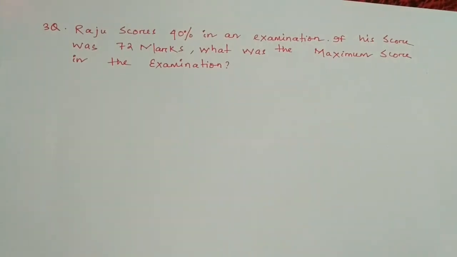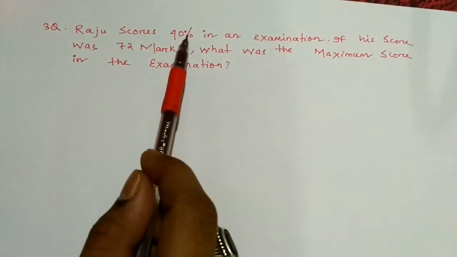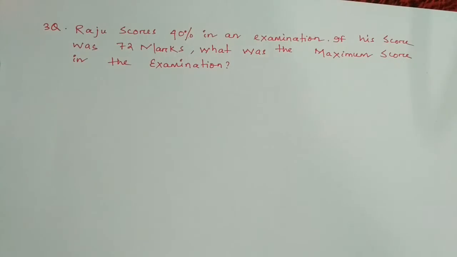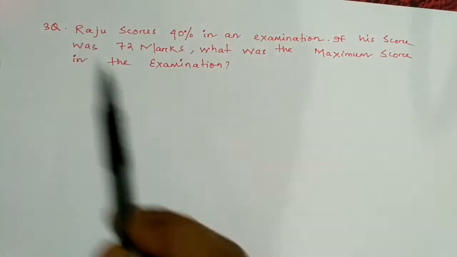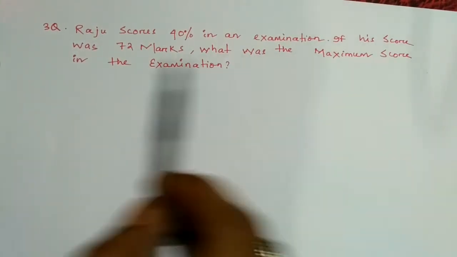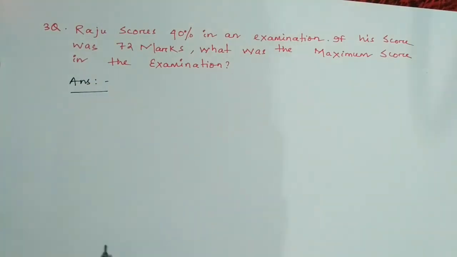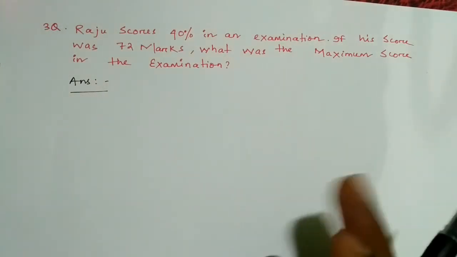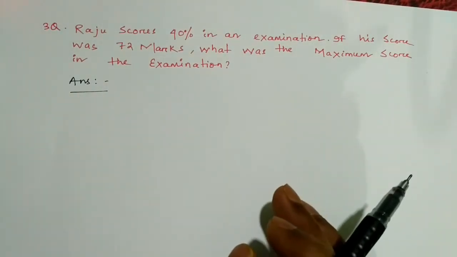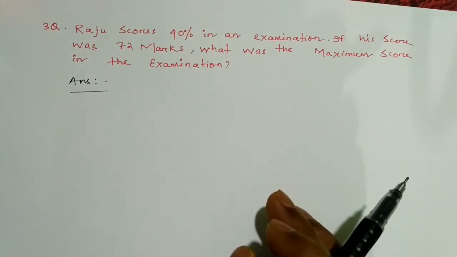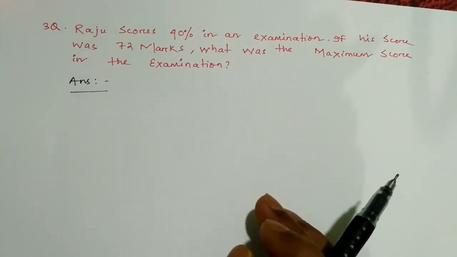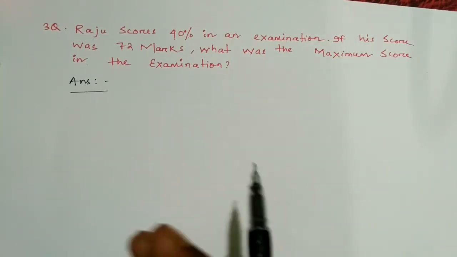So friends, here is your question number 3. It is said that Raju scores 40% in an examination if his score was 72 marks. What was the maximum score in this examination? This type of question can be done by taking x, or otherwise simply with the percentage value. I must advise you to go through the percentage method. That is quite easy. Let's see, I will solve both methods.